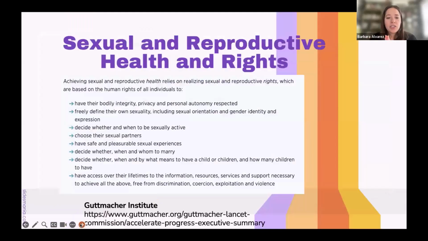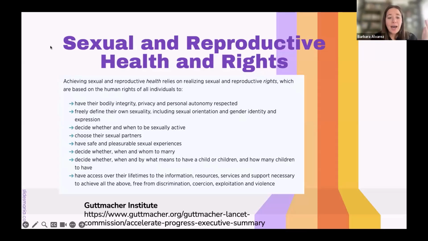Now, the next definition that I want to share, I took this screen grab from the Guttmacher Institute, which is a reproductive health research institute that's been around for almost 60 years. And they have this link between sexual and reproductive health and sexual and reproductive rights. So in order to achieve sexual and reproductive health, they say that we need to have sexual and reproductive rights, which are really based on human rights.